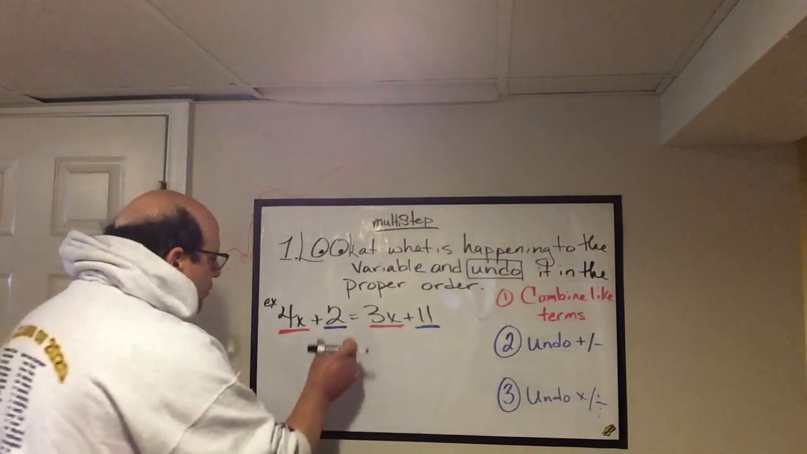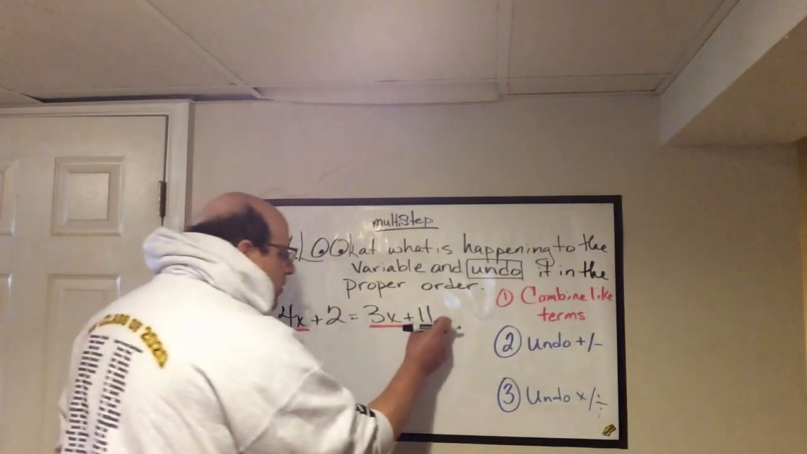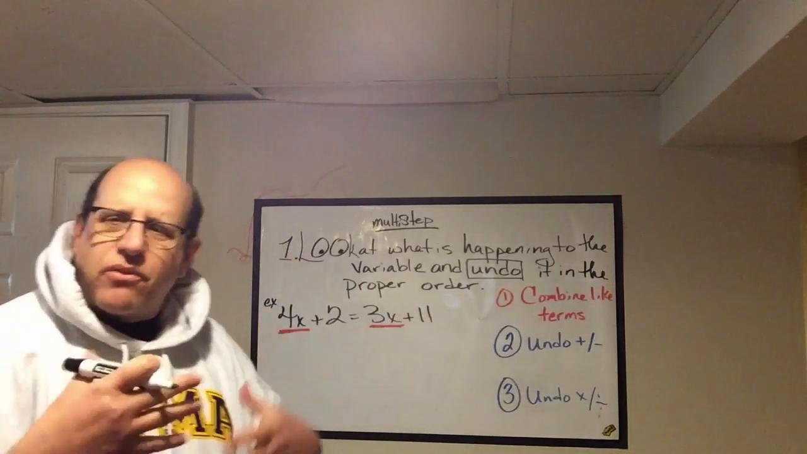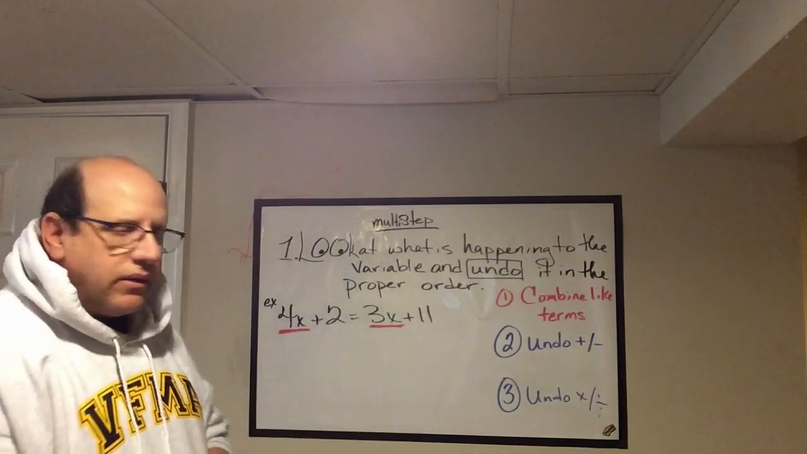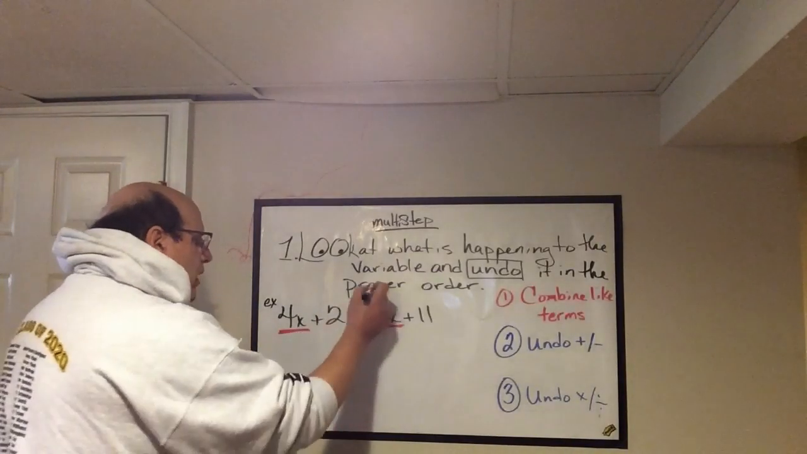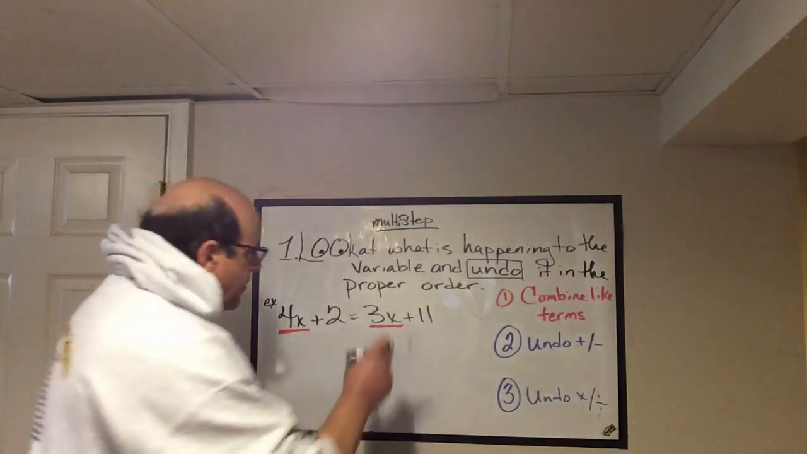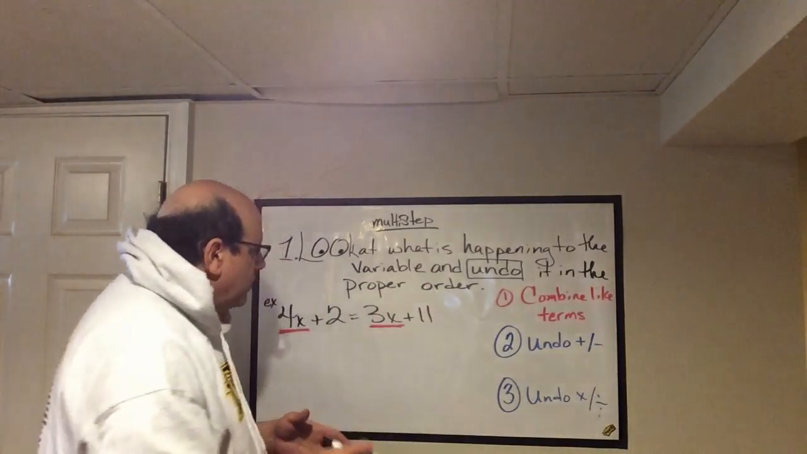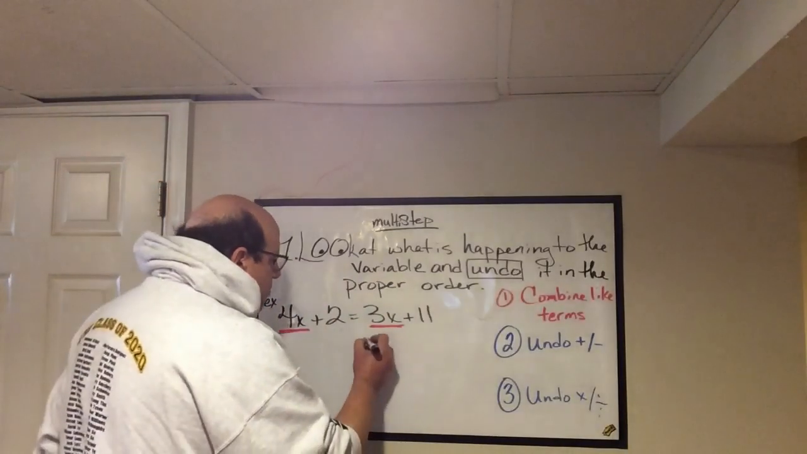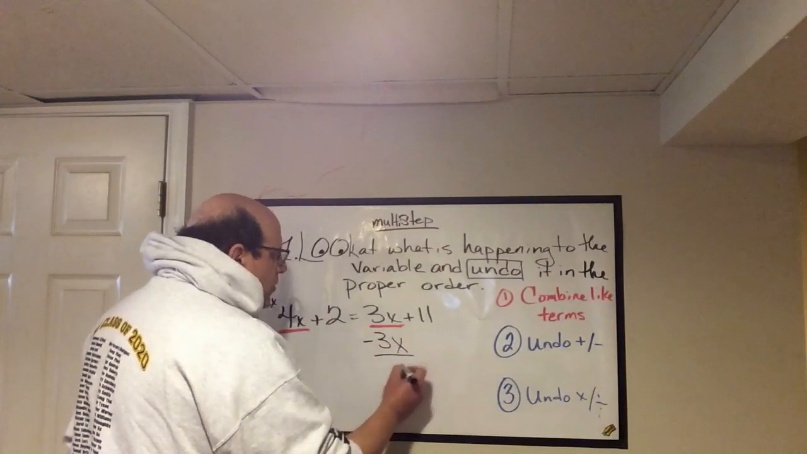But I just want to focus on getting just my variable values together. If I'm going to solve for x, I want to have all my x's on one side. And so how do I undo that? Well, I have to do the opposite of 3x. There's a 3x here, and it's being added to 11. If we switch the order, it would be 11 plus 3x. So I can subtract 3x from both sides.